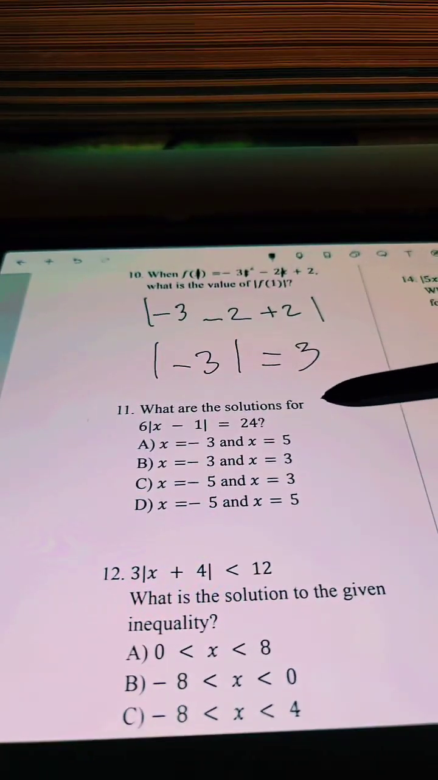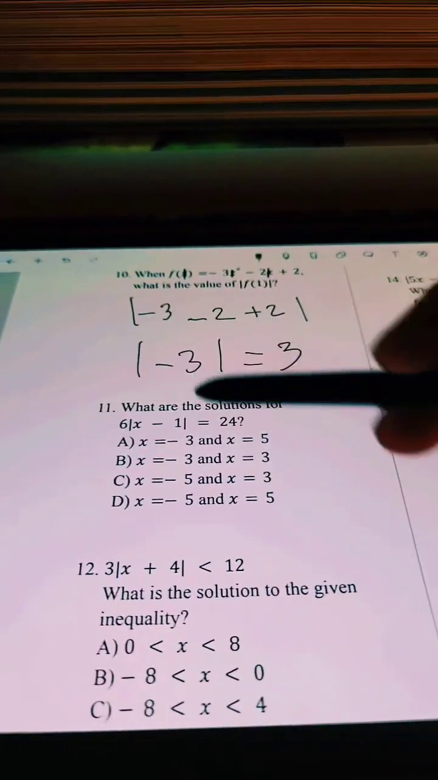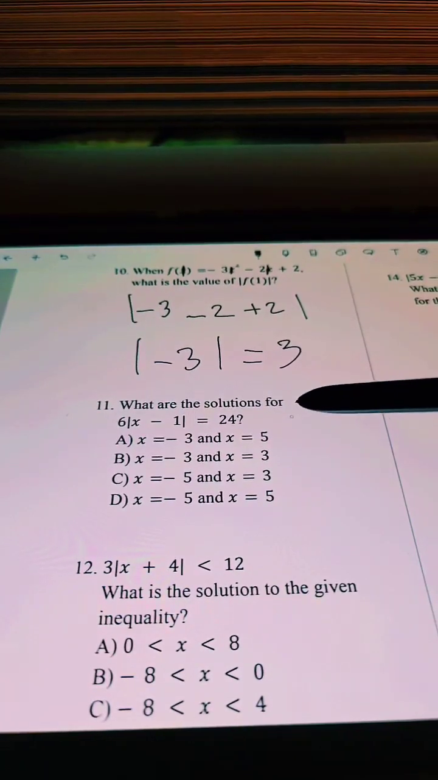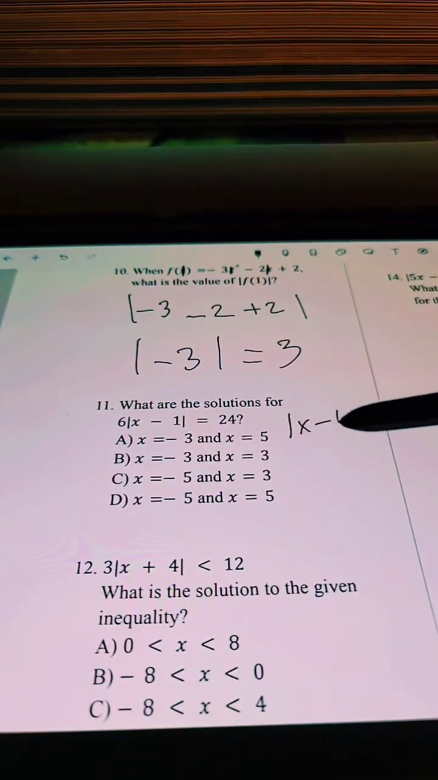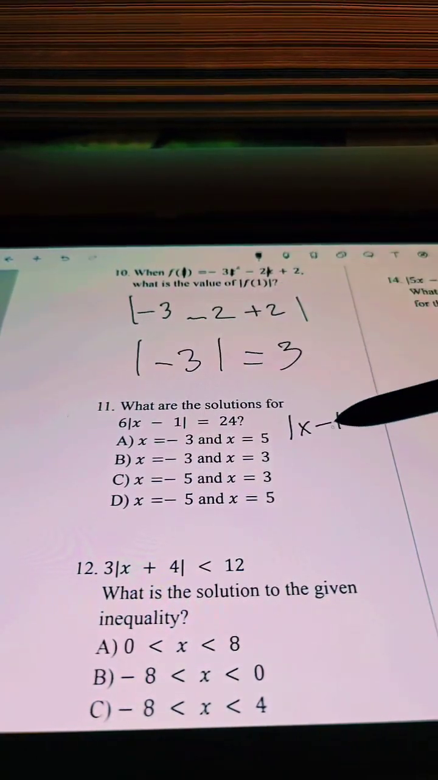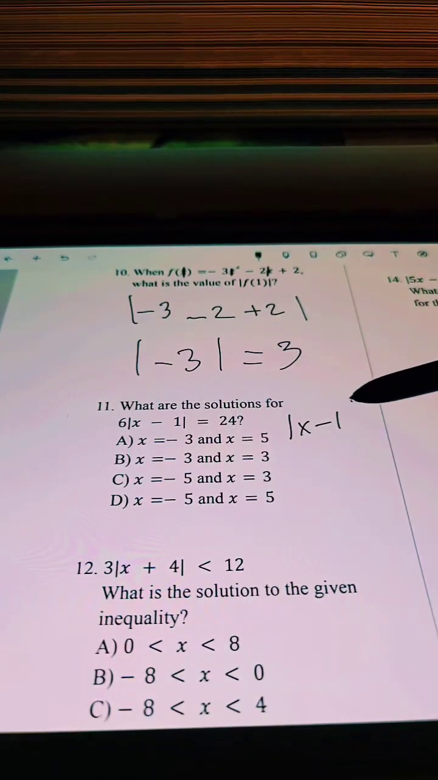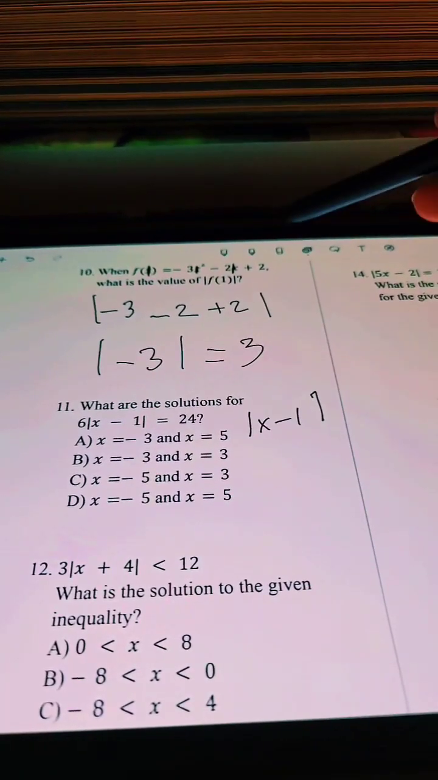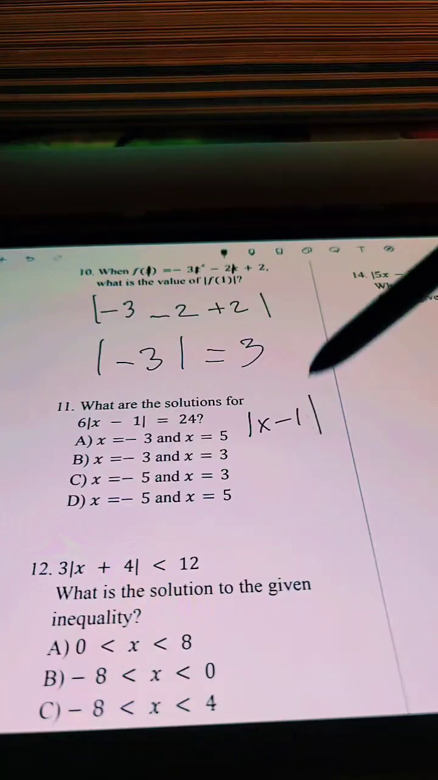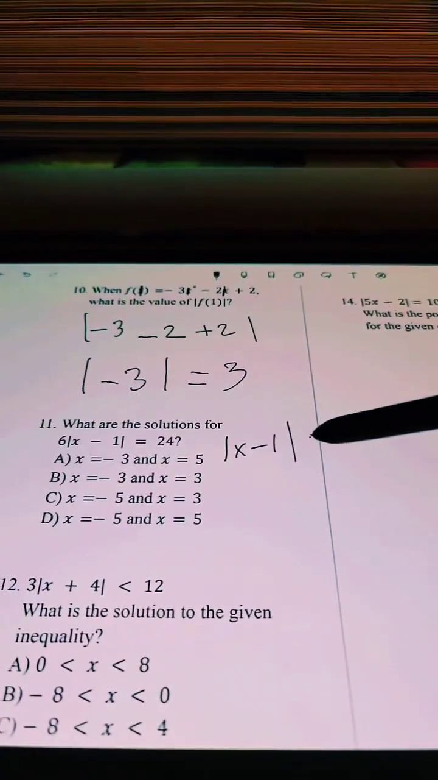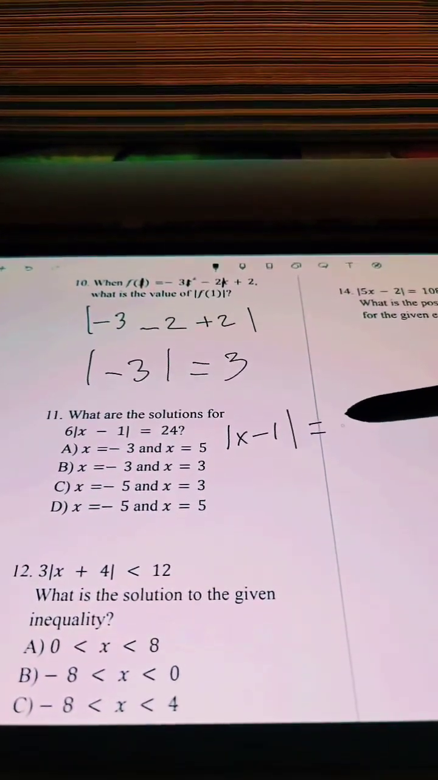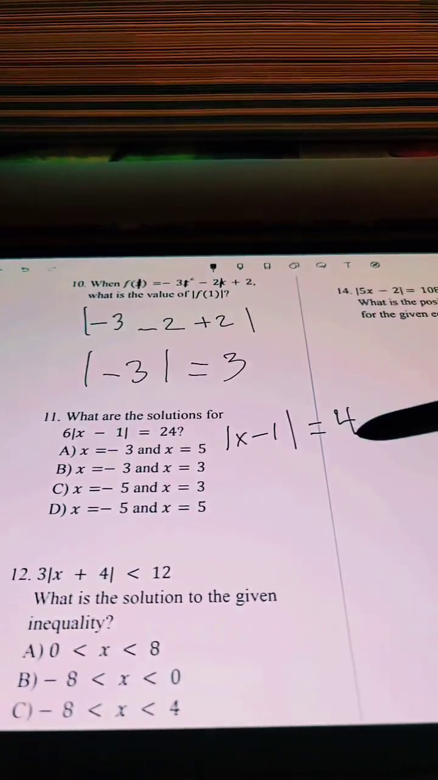What are the solutions for this right here? So I'm going to divide each side by 6 to get the absolute value bars by themselves first. Or actually you could just plug in if you want to as well, but I'm just going to show it this way for people that want to see it fully solved out. So if I divide by 6 on each side, I'm going to get that that's equal to 4.